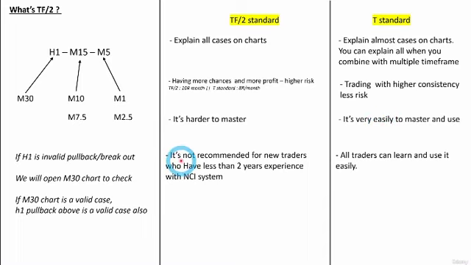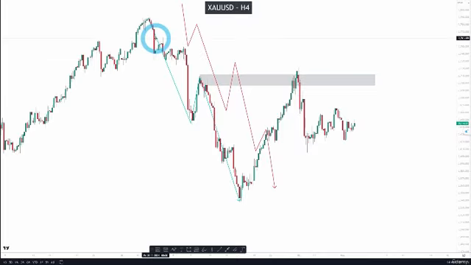Finally, this system is not recommended for new traders, or traders having less than 2 years of experience with the other trading system. And with the other standards, all traders can learn and use it very easily, right? So, the theory to apply time frame divide through time standards is, we will use the normal multiple time frame system like this. But during analysis of market structure, if you see the one hour time frame is an invalid pullback or breakout, for example, like the case we already talked about right over here, this one is invalid, this one is invalid.